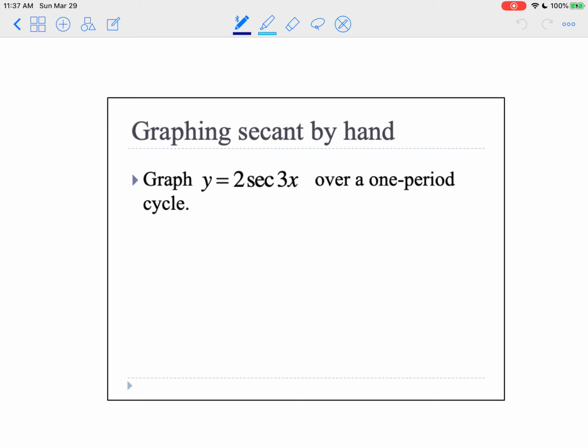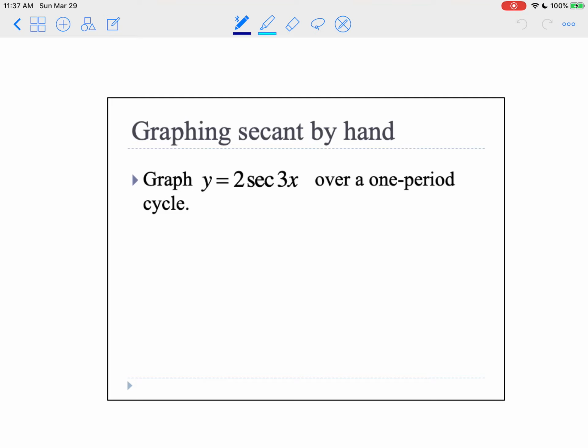All right, in this last video for the week, we are going to graph y equals 2 secant of 3x over a 1-period cycle. And this is how you might see problems in the book written over a 1-period cycle. I'm just going to fill up the whole graph because once you've established the correct scale and everything else, there's no reason why you shouldn't fill out the entire graph.